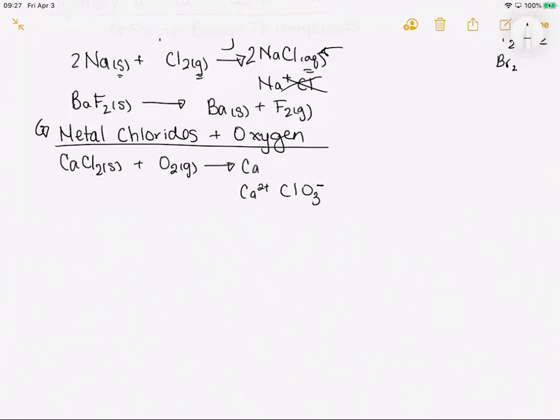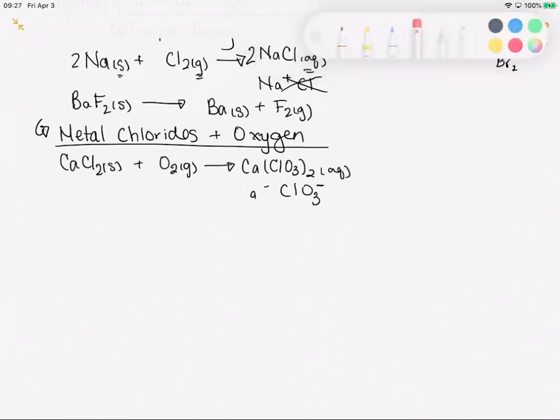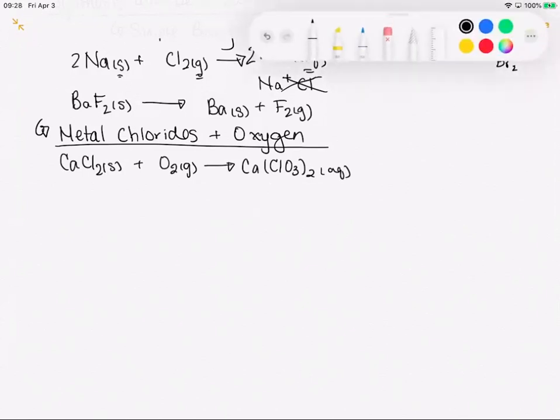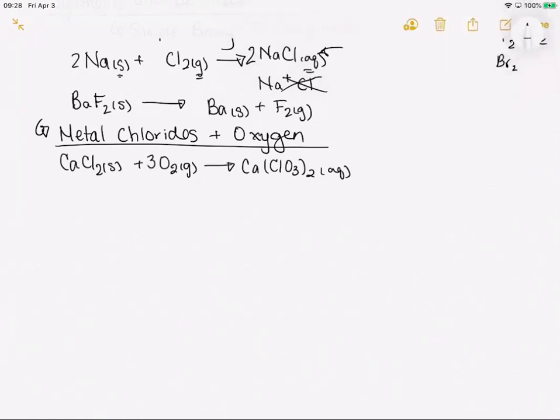So I'm going to have calcium chlorate. This is going to be aqueous. All right, let me just erase this part down here. So looking at it, now I have to balance it. So calciums are balanced, chlorides are balanced, but now oxygen, I have 6 oxygen, so the way I'm going to balance it is 3 over here.